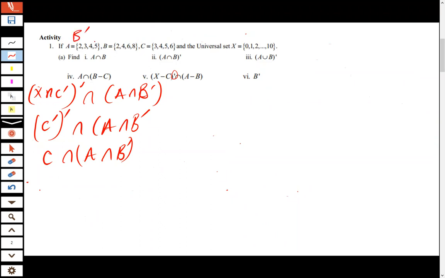B complement is simply going to be elements that are in the universal set but not in B. Which elements are those? We have 2, 4, 6, 8 in B. So B complement will simply be 0, 1, 2 is in B so we don't write it, 3, 4, 6, 8, 9, then we have 10. This is our B complement. So we intersect this with A. We find the common elements between A and B complement.